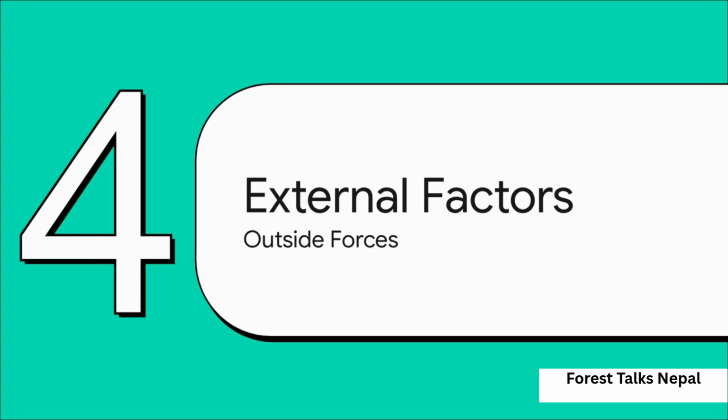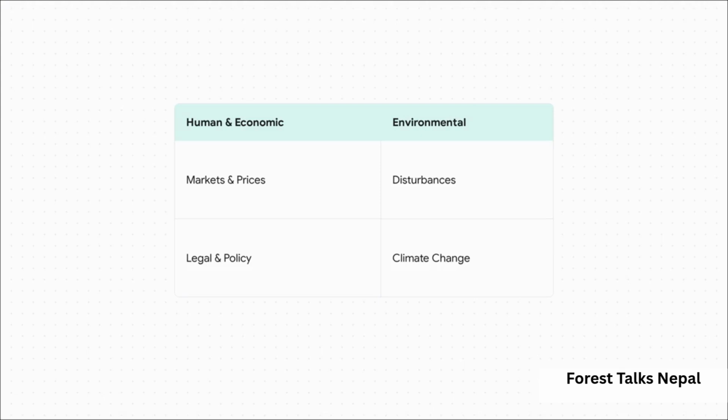Number 4, external factors, the outside forces. You can kind of think of this as the market volatility of our investment, forces that are entirely outside the forester's day-to-day control. So the crucial point is that our forest yield is ultimately at the mercy of both massive economic systems and Mother Nature herself. On the human and economic side, you've got fluctuating market demand and timber prices, as well as shifting legal and policy frameworks that dictate what can and cannot be done.